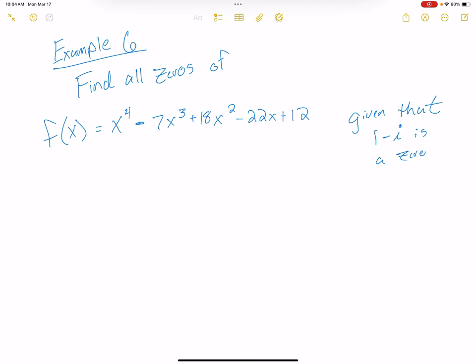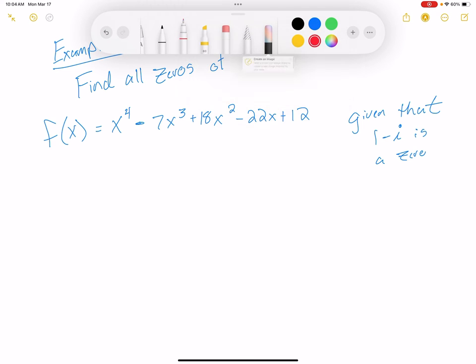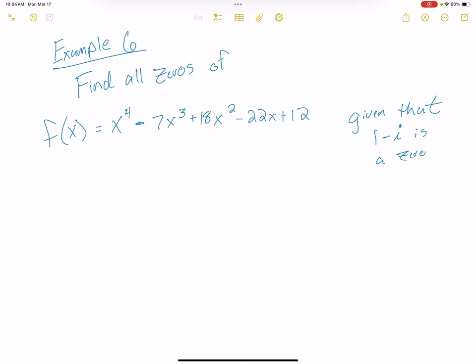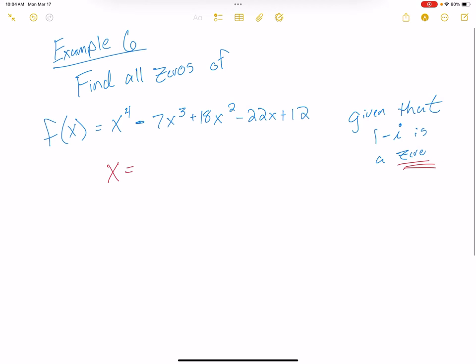All right, so find all the zeros of f of x equals x to the fourth minus 7x cubed plus 18x squared minus 22x plus 12, given that 1 minus i is a zero. All right, so if it is a zero, then that means that we're saying x is equal to 1 minus i, right? When it tells us it is a zero, it means that x equals that.